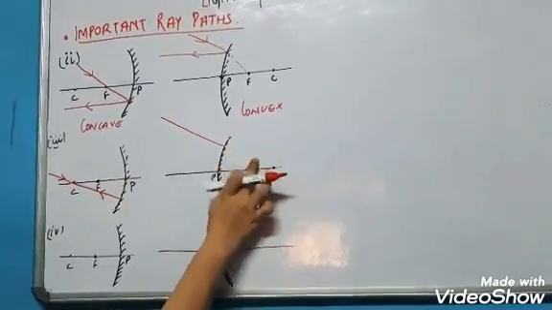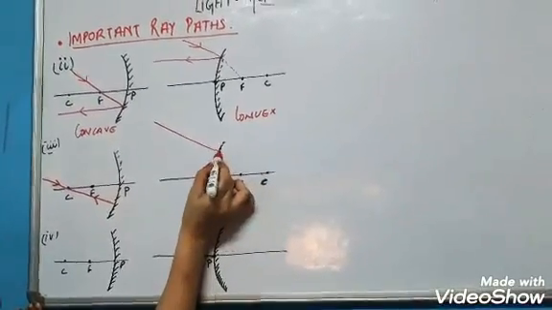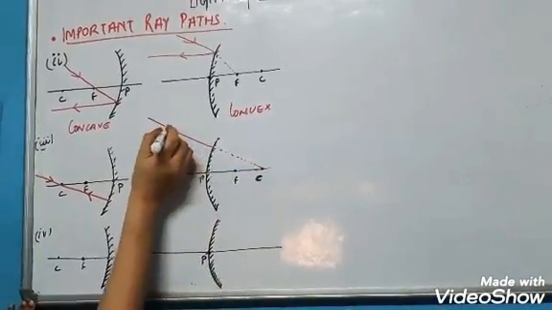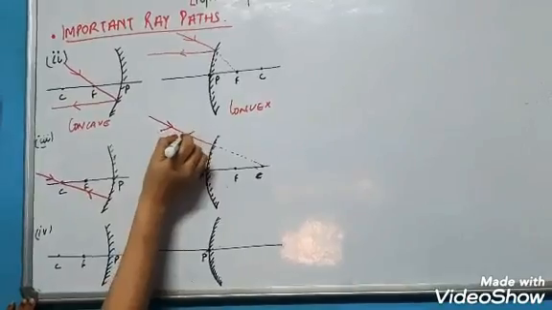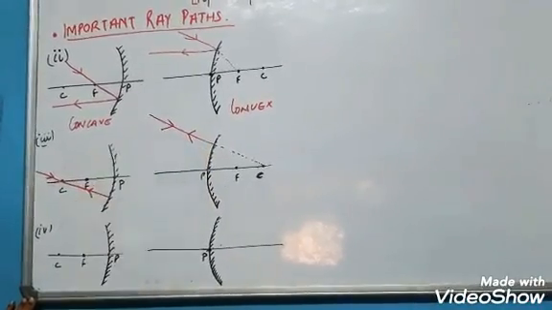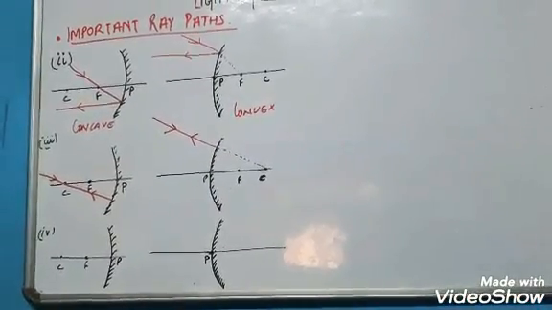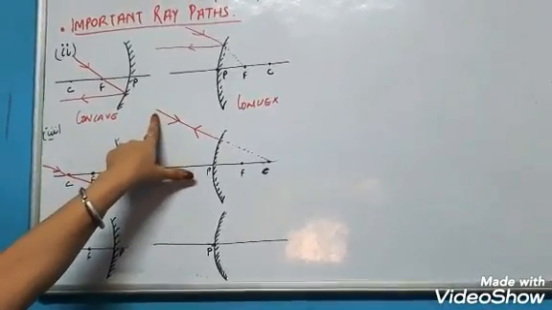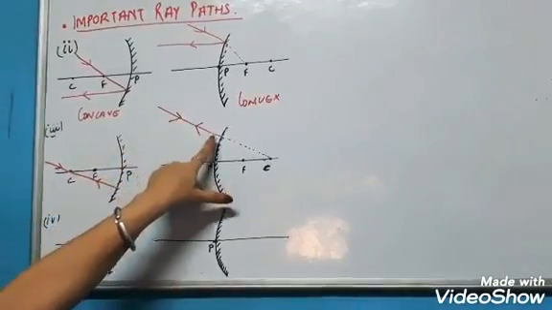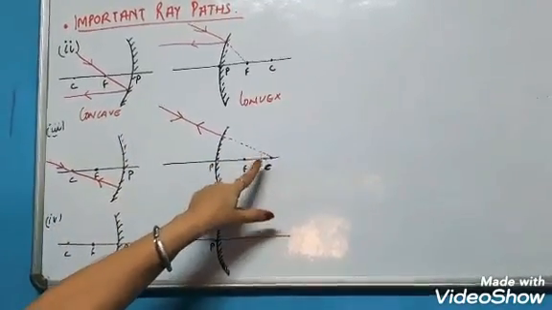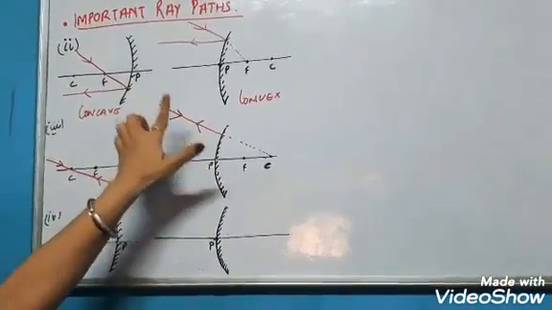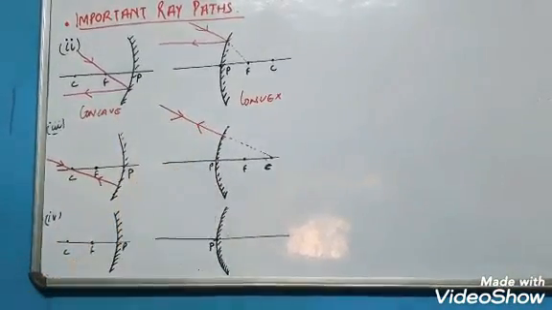Okay, my distances and measurements are not accurate since I am doing it on the board, but it will be easy for you if you have your notes with you right now. That is why I told you to note down the notes first. When the ray of light appears to go to the center of curvature, it will appear to reflect back from the center of curvature only. That means it will retrace its path in this case also.